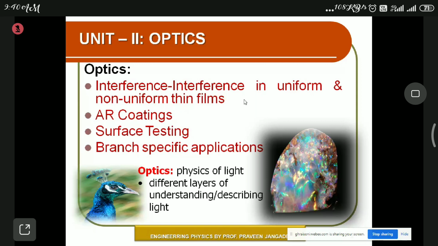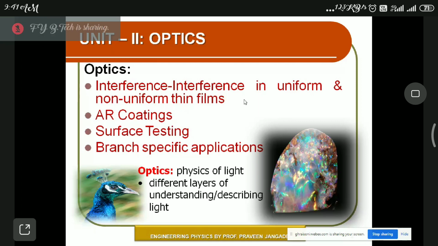Then the next application that we have to study is surface testing. Surface testing is a very wide application in industry because wherever glass surfaces or glasses have to be manufactured, or anything related to glasses, different types of designers and all these things.